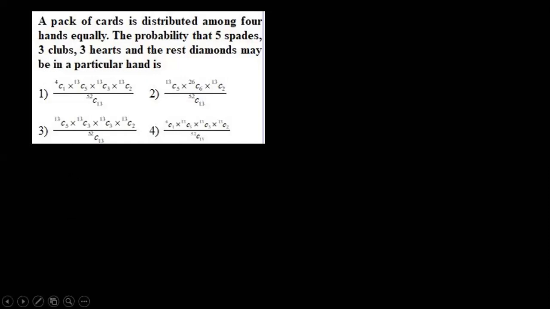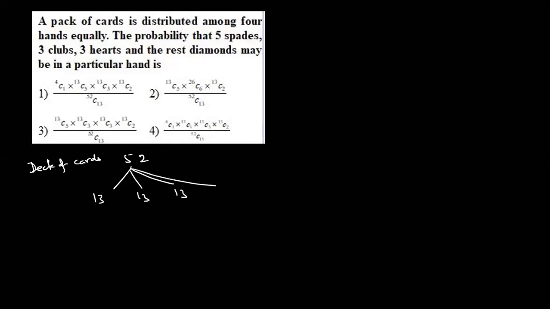Now see, first of all, you should find out how many cards are there here. See, I'm writing once again. Deck of cards, 52. In this case, 13, 13, 13, 13: spades, clubs, hearts, diamonds. So what is the total sample space? Divided among 4 persons equally, each person receives 13 cards.